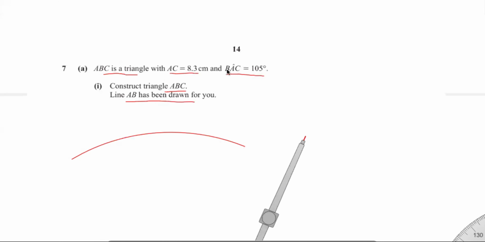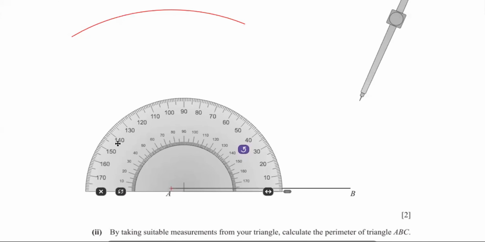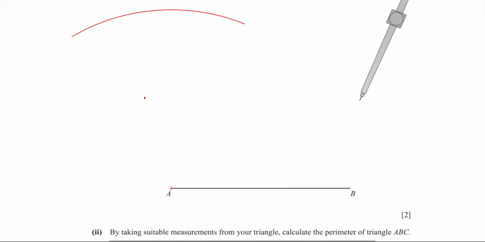Next, we will take the angle BAC of 105 degrees. Now you see here, we mark the 105 degree point. You can see this is the point 105. Now we will draw the line that passes through this point, and this is the line we will draw, and this line intersects the curve at this position. This point is called C.